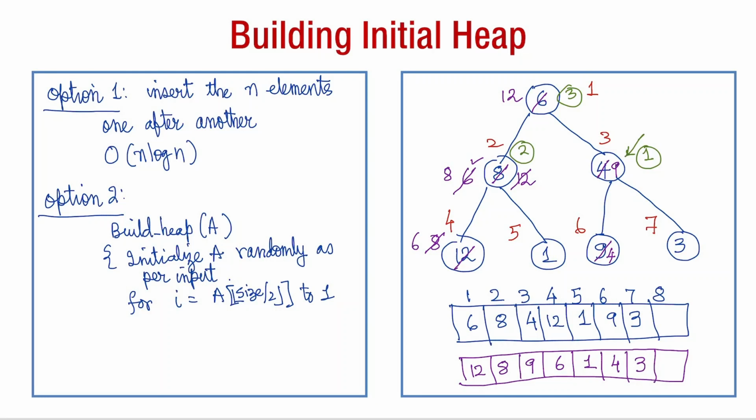So I will start from size half, the parent of the last element, which is node number 7. Its parent will be 3 by definition, and then I will do node index 2, then node index 1. So I will simply run my update down AI.